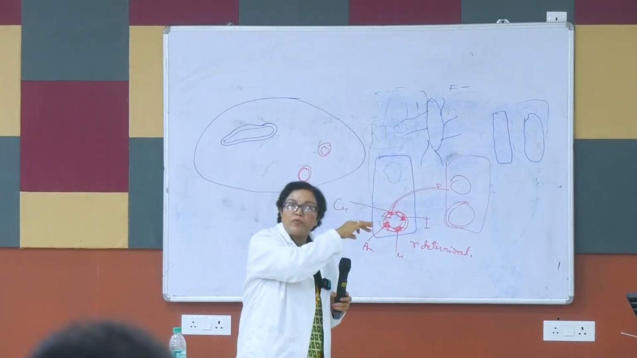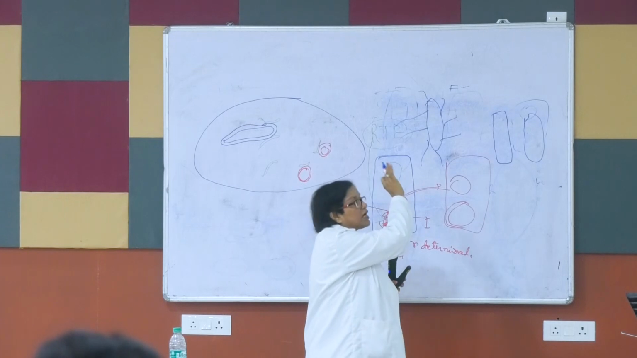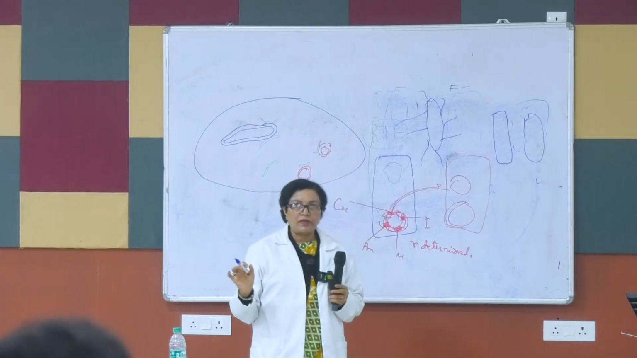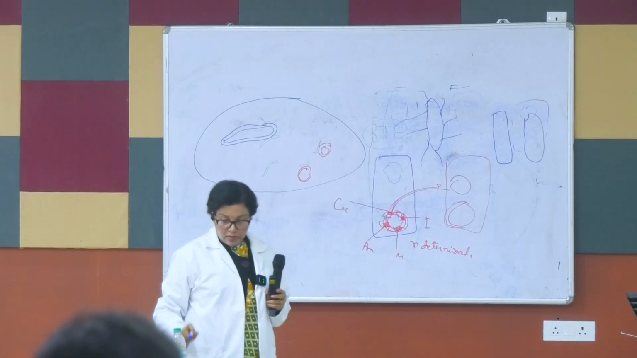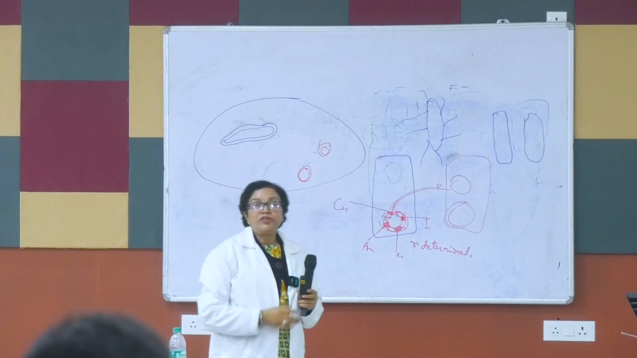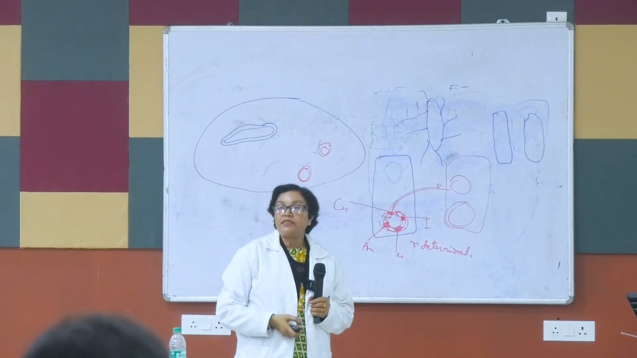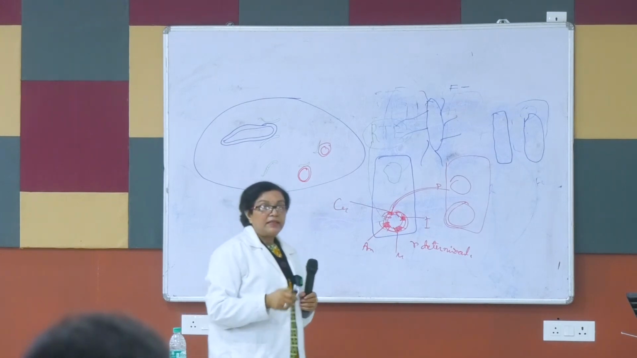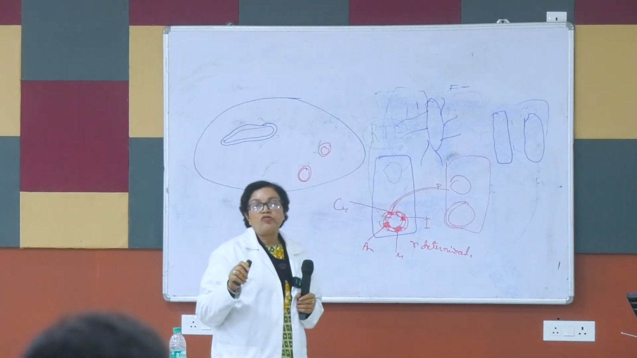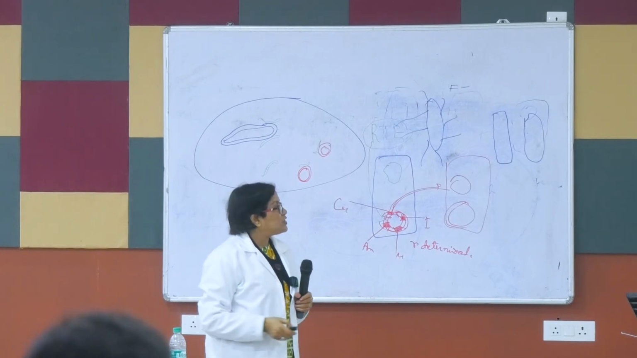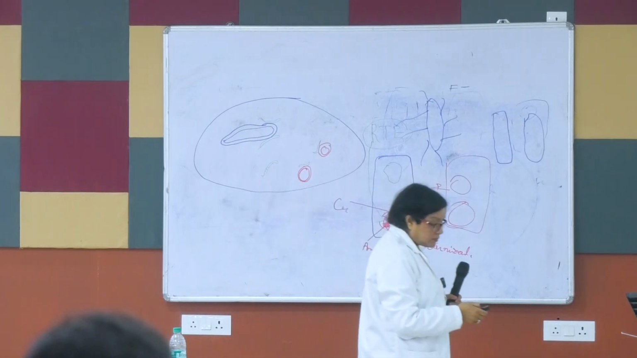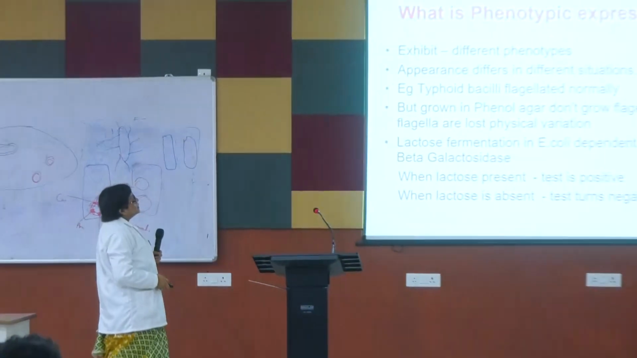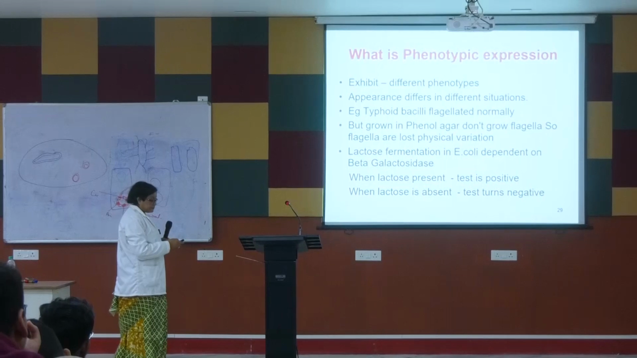This is due to environmental change by the addition of the carbolic acid. So this is phenotypic change in the bacterial genes, and genotypic change is permanent. That change, that mutation will be carried from generation to generation.